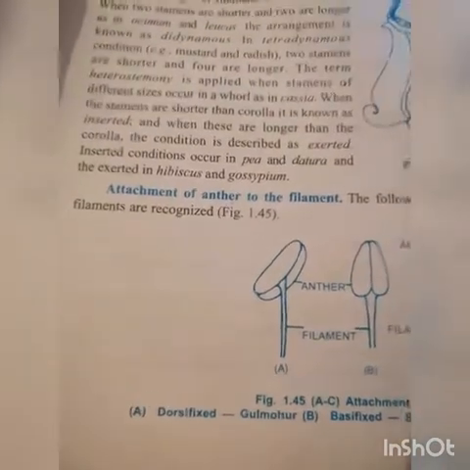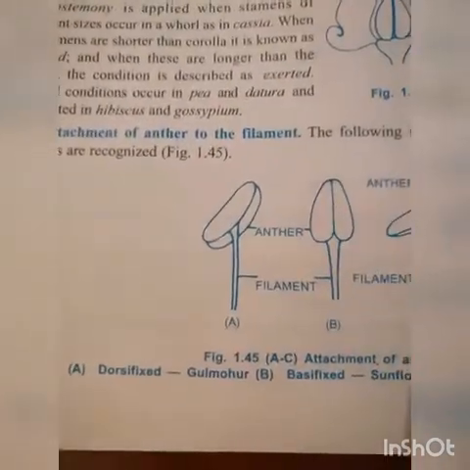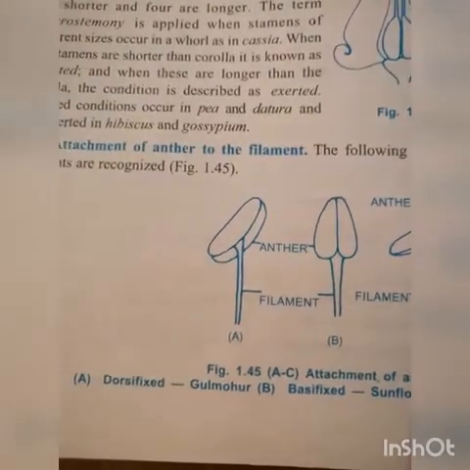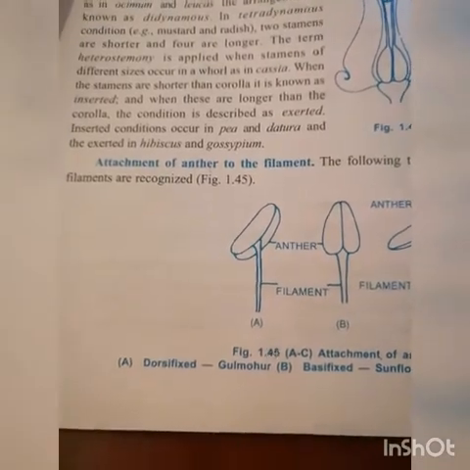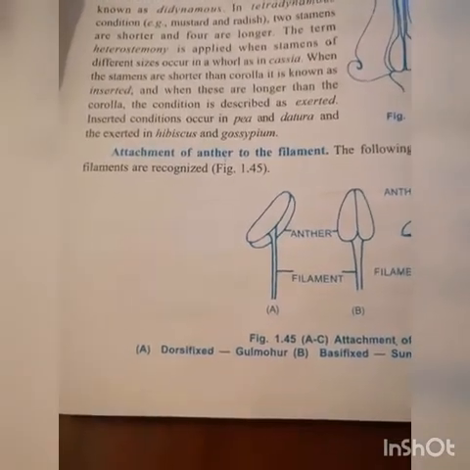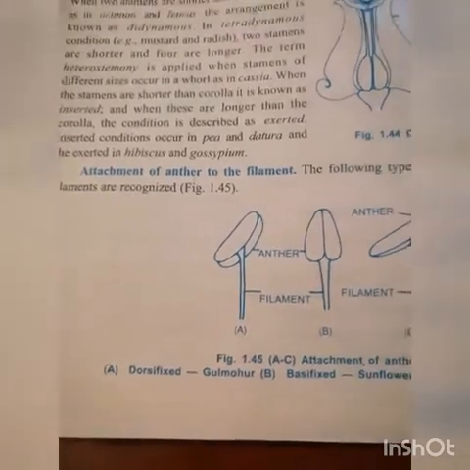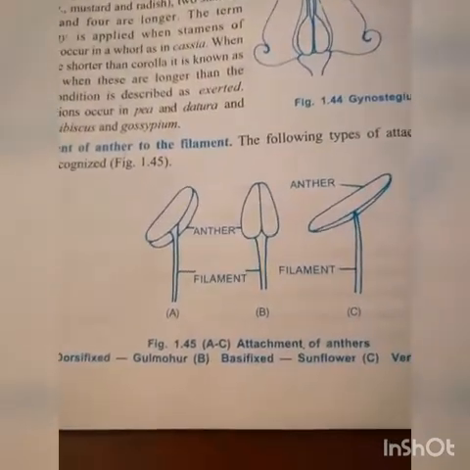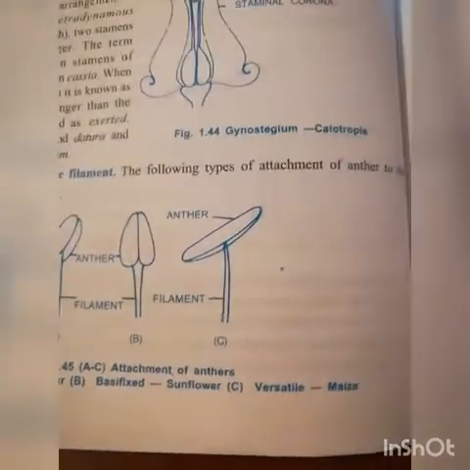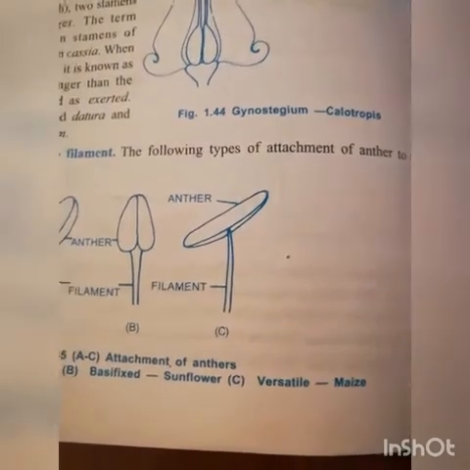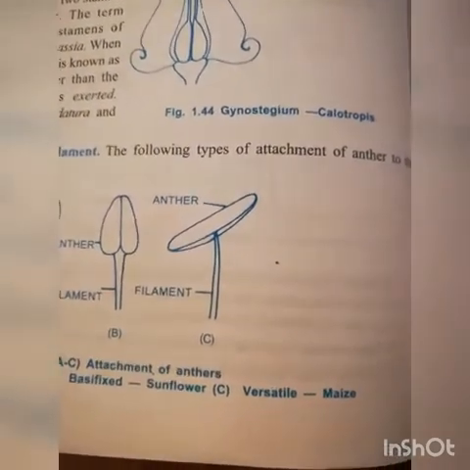Now let us see attachment of anther to the filament. The following types of attachment of anther to the filament are recognized. See, anther, filament. First one, dorsifixed. A, dorsifixed. Example, Gulmohar. B, basifixed. Example, sunflower. Versatile, third one, that is found in maize.